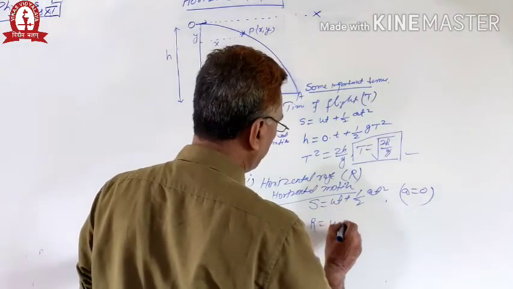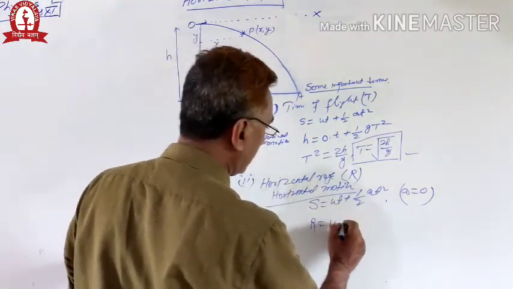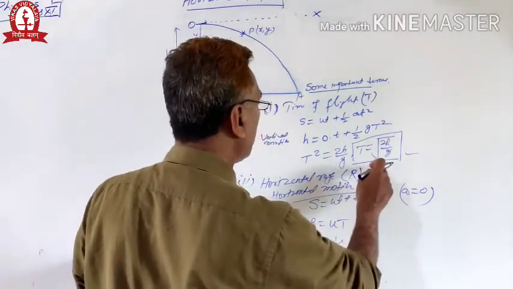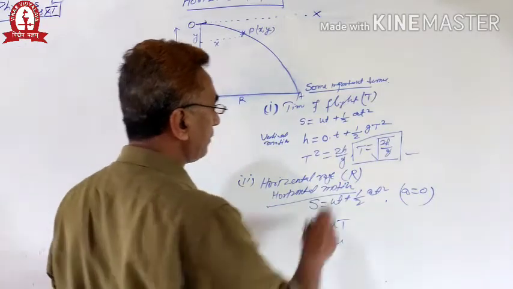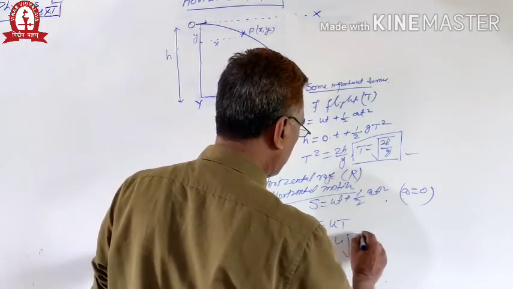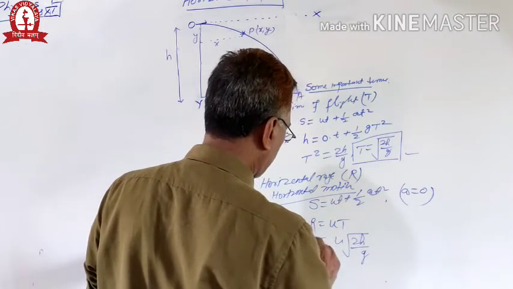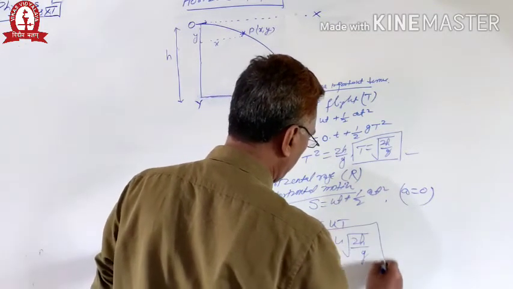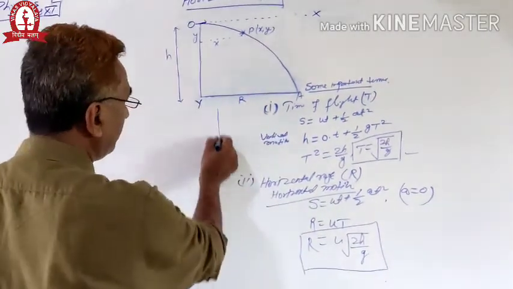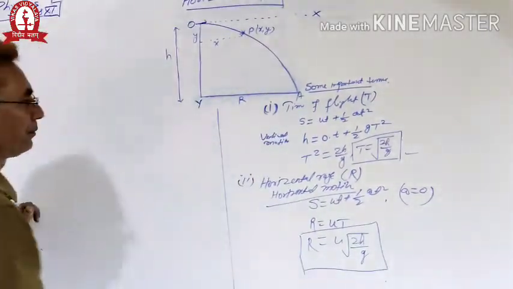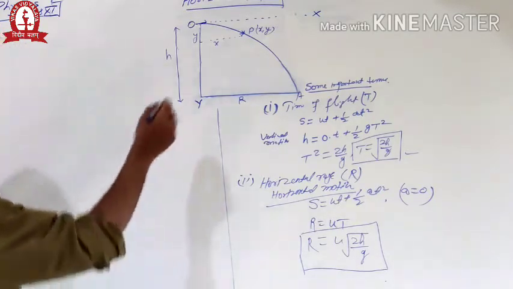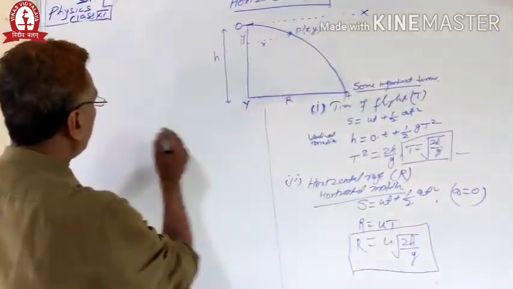For u is u, and for t we have to put here t. Now in this equation we have just derived the expression for t is under root 2h by g. So R is equal to u into under root 2h upon g, and this is the expression for horizontal range.